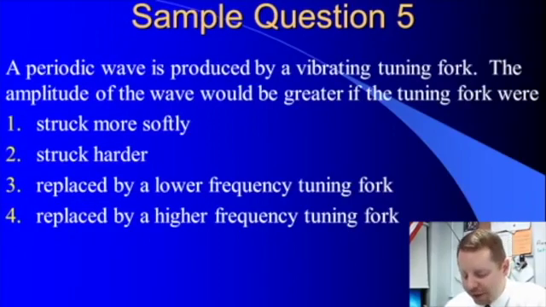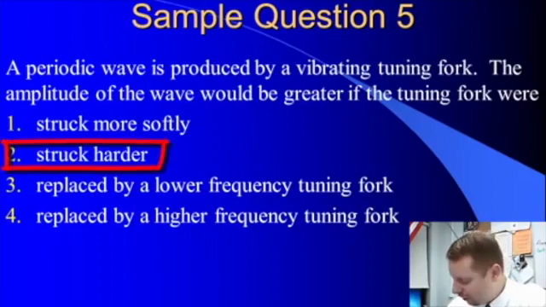A periodic wave is produced by a vibrating tuning fork. The amplitude of the wave would be greater if the tuning fork were struck more softly, struck harder, replaced by a lower frequency tuning fork, or replaced by a higher frequency tuning fork. It's interesting here, in this problem, they talk about lower and higher frequencies. Note that when you hear a sound wave, higher frequency corresponds to a higher pitch. Lower frequency corresponds to a lower pitch. That's not going to help us, though. If we want the amplitude to be greater, we need to put more energy in it. We get more energy, more loudness, by striking it harder. So the correct answer must be 2.